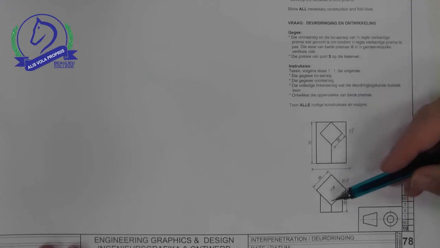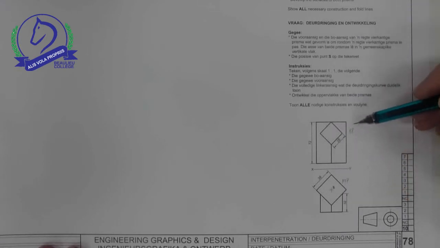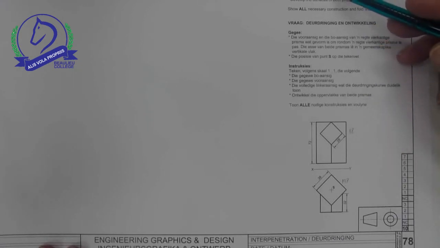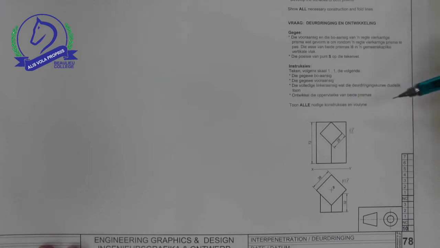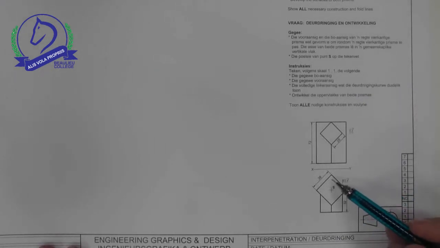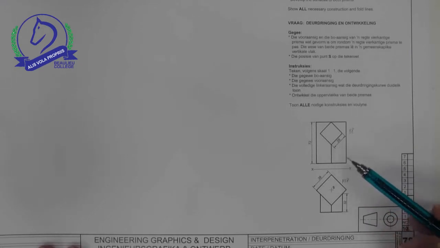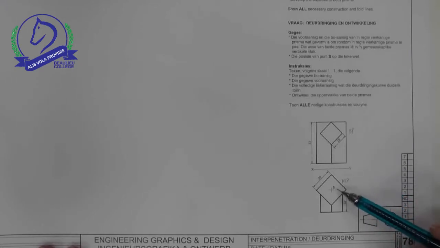Remember, we're not going to be able to see the curve of interpenetration here, so they're going to ask you to do the left view, and it's asked you to develop both of the prisms. So I'm going to start by drawing the given views. They've given me a start point of S.